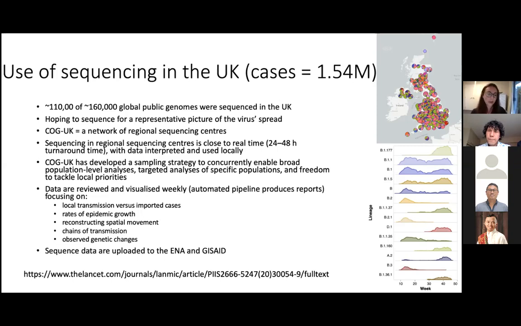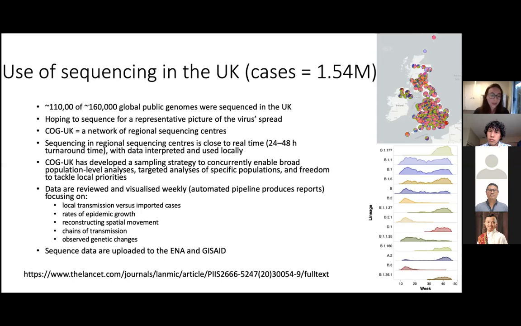Rates of epidemic growth, so are we likely to see more cases in the future, or are we doing a good job? Reconstructing spatial movement of the virus, so not just has it got into the UK from overseas, but if it got into London, where did it spread, versus if it got into a smaller part of the UK with fewer people, does it spread the same way? Looking at chains of transmission and what that tells us about social distancing strategies and other lockdown measures, and also tracking genetic changes in the virus.